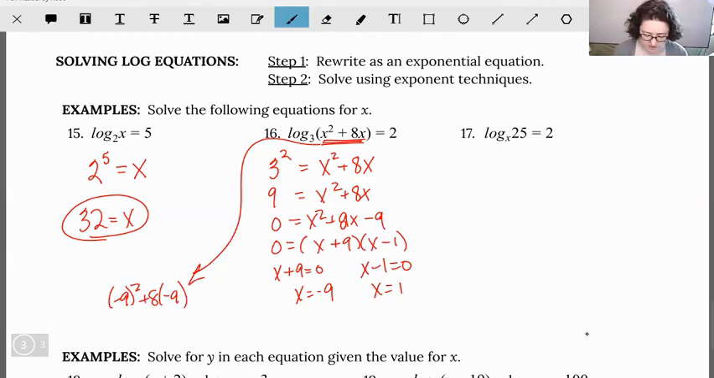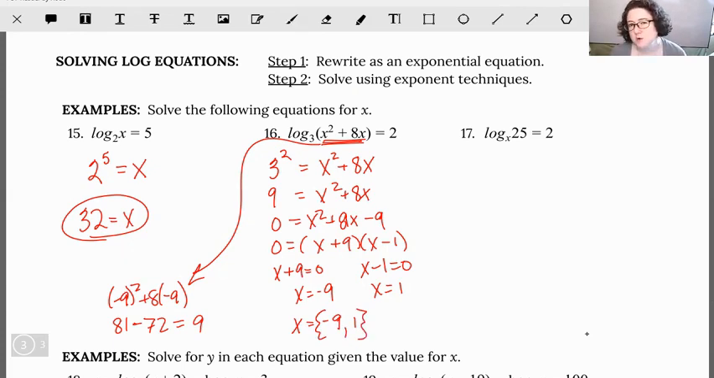Well, negative 9 squared is going to give me a positive 81. Positive 8 times negative 9 gives me a negative 72. And hey, I actually end up with a positive 9 on there. So even though we got a negative answer, it does end up checking out on this problem. So we can use both of those as our solutions. So 2 solutions of negative 9 and positive 1.